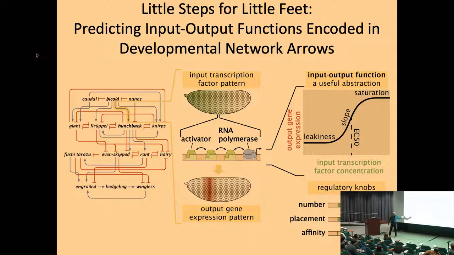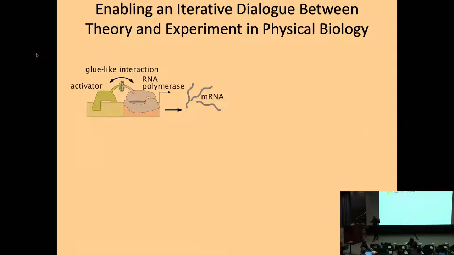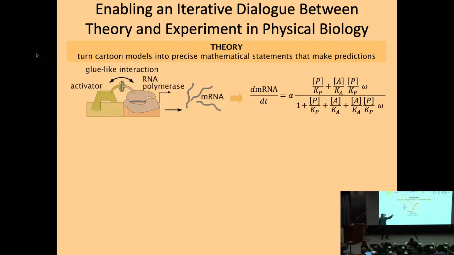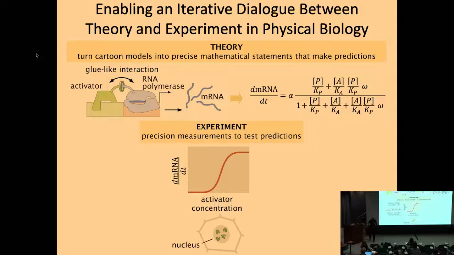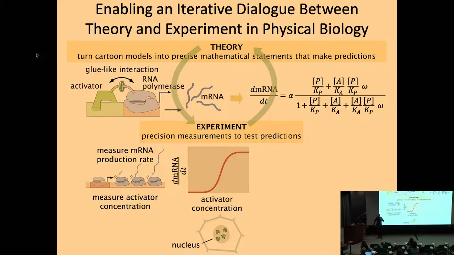Okay? All right, and the way we're going to do this is by invoking the same dialogue between theory and experiment that has been the hallmark of the physics approach for the last 500 years, meaning that we're going to grab these cartoon models that we're so used to, and we're going to turn them into precise mathematical statements that predict these input-output functions. And then we're going to go into the lab and measure the input, measure the output. And the idea here is that this is a cycle. The theory is there to make experimentally testable predictions. Experiments are there to test those predictions and to inform the next round of theoretical modeling.